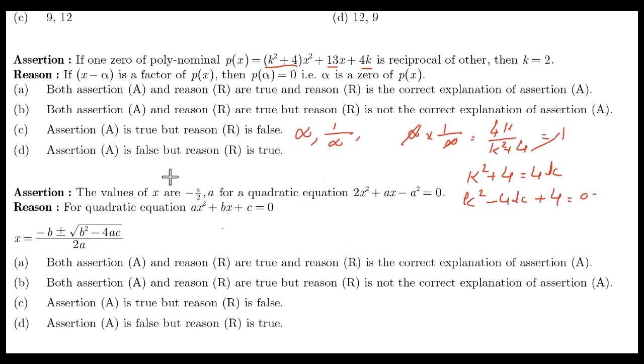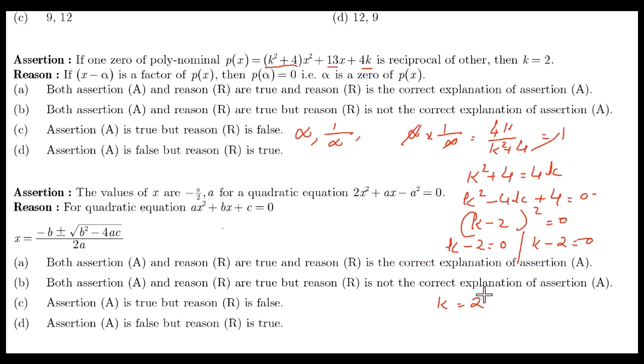Now how can we solve this equation and find k? (k minus 2) whole square is k square minus 4k plus 4, equal to 0. So k minus 2 is equal to 0, because the factor is repeating twice. So the value of k is 2.